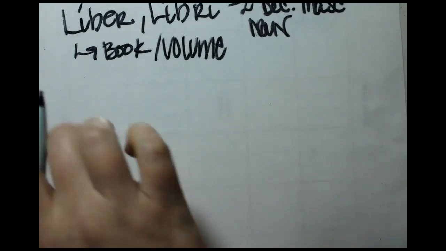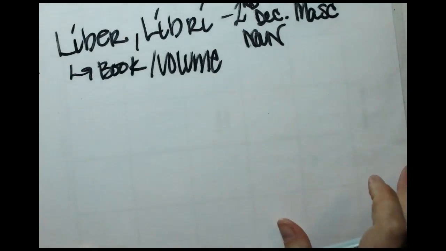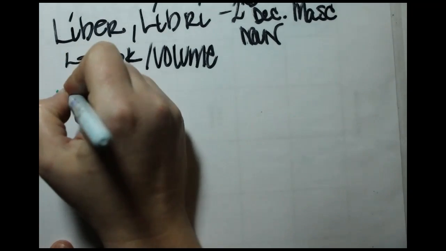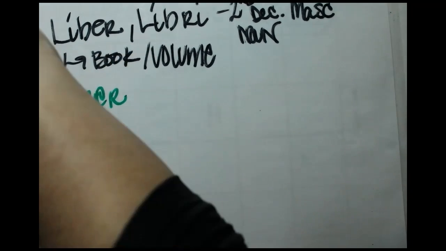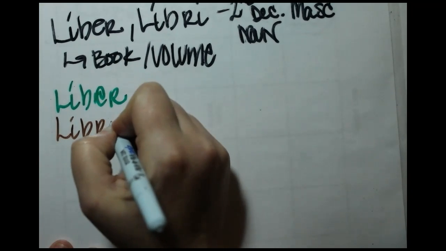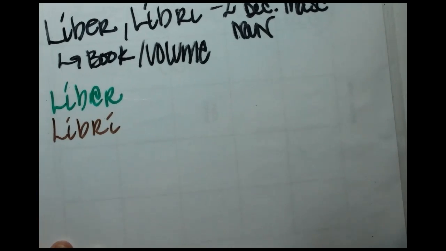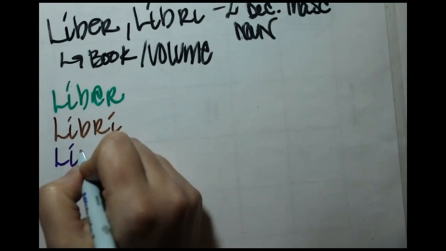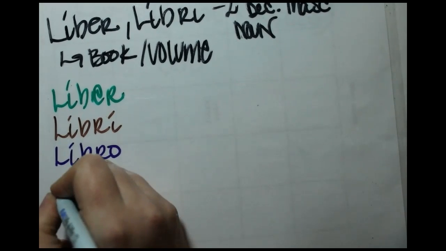All right, so let's decline it. We have our nominative singular and then our genitive singular. Oops, hello, cap. Goodbye, cap. So in the nominative singular, liber; genitive singular, libri; in the dative singular, libro; in the accusative singular, librum.